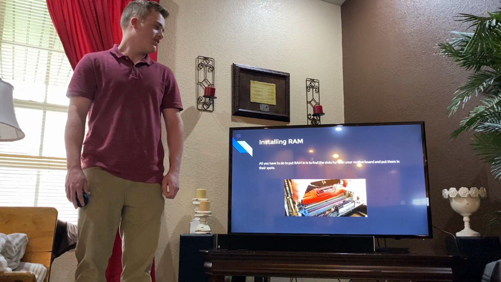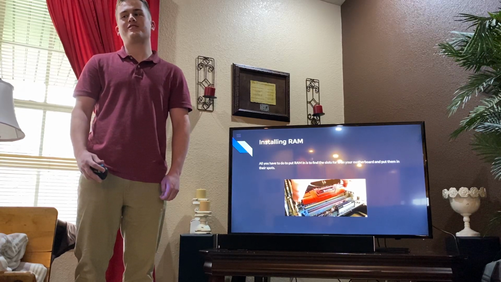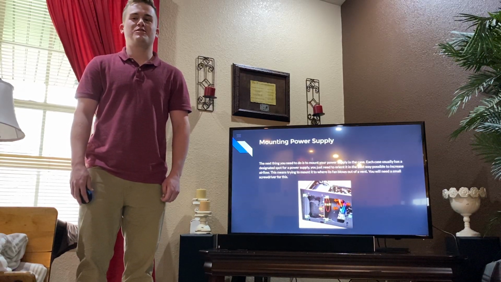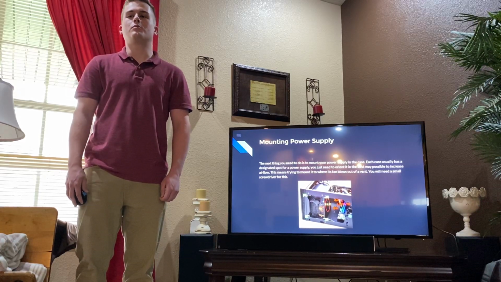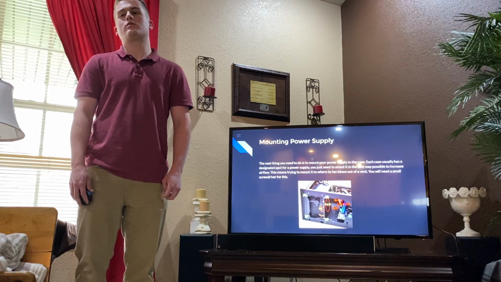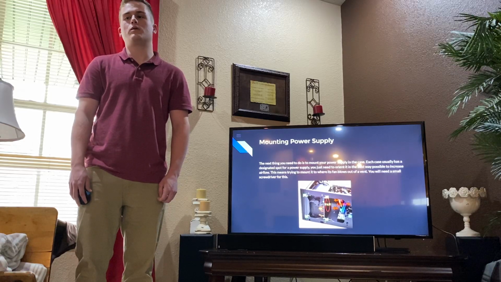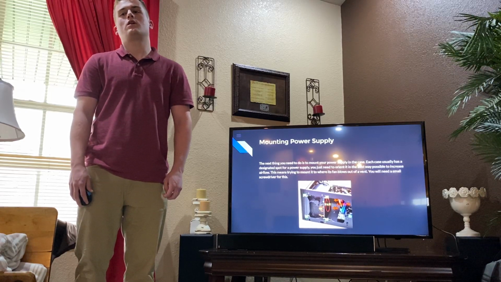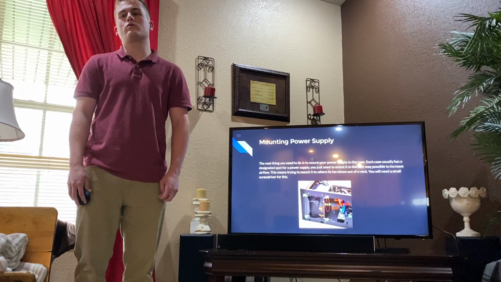Installing RAM. All you have to do for RAM is to find its slot on the motherboard and then put them in their spots. Mounting the power supply. The next thing you need to do is to mount your power supply in the case. Each case usually has a designated spot for a power supply. You just need to orient it in the best way possible to increase airflow. This means trying to mount it where a fan blows out of a vent. You will need a small screwdriver for this.